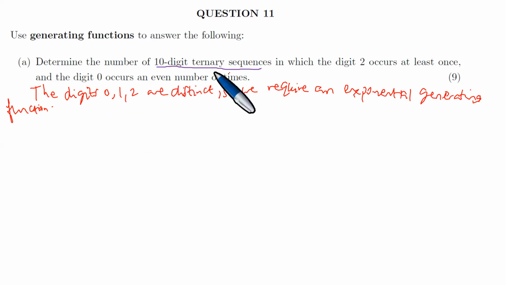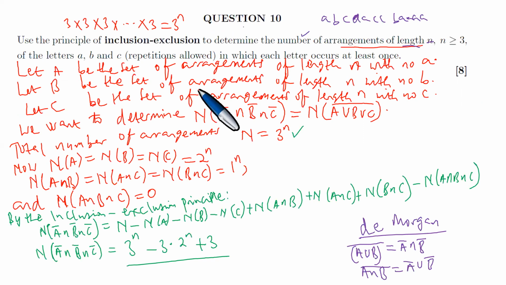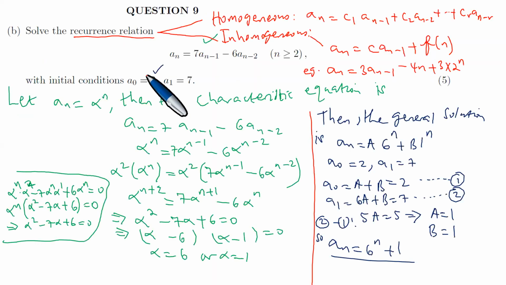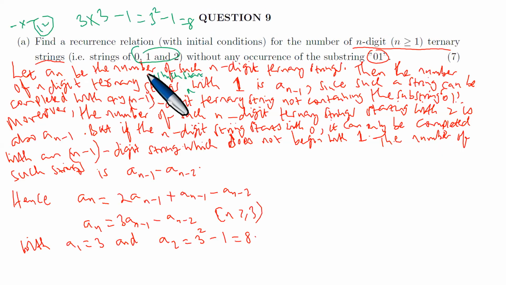Determine the number of 10-digit ternary sequences in which digit 2 occurs at least once, and digit 0 occurs an even number of times. Okay, this is easier with generating functions, but it can also be done using the methods we used earlier. What method did we use earlier? We had a similar question, very interesting. Number of arrangements, okay, we can use inclusion-exclusion.